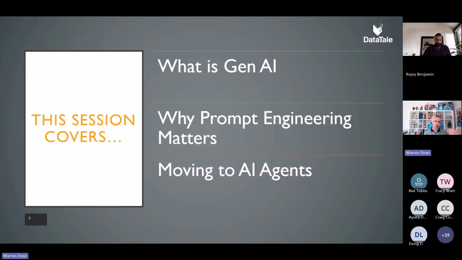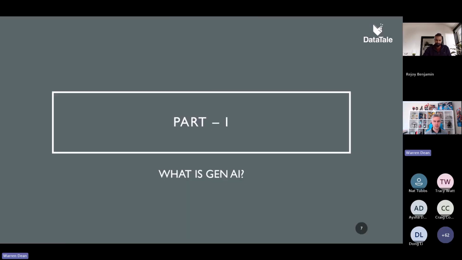So in terms of the topic for our webinar today, Rajoy is going to touch on what is Gen AI. So he'll take the first part. Then he's going to talk about what's prompt engineering and why that's important when you're using these AI tools, that you do the correct and efficient prompts. And then I'll be talking towards the end for AI agents. So Rajoy, I will hand over to you. This is part 1, what is Gen AI?